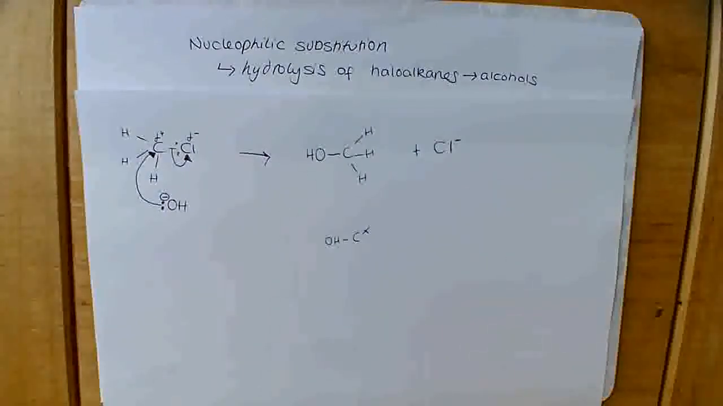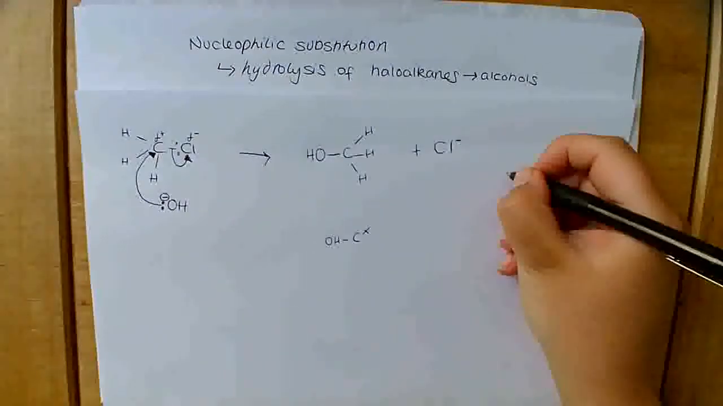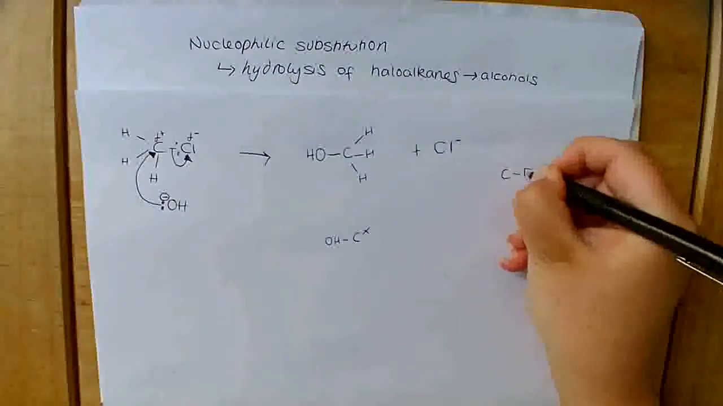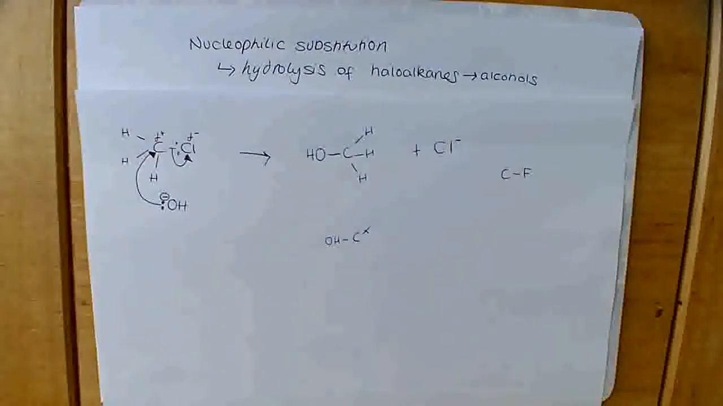The mechanism for the hydrolysis of haloalkanes is going to be the same for all haloalkanes, with the exception of fluoroalkanes. You might remember that the carbon to fluorine bond is the strongest bond of all of the carbon halogen bonds, and therefore we're not able to cleave it via nucleophilic substitution.